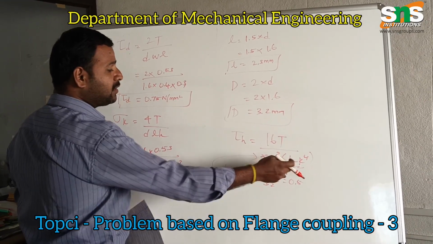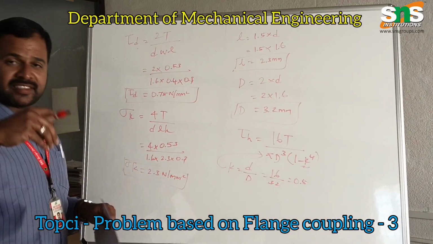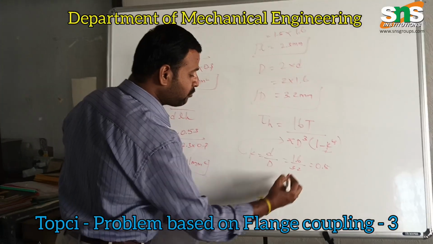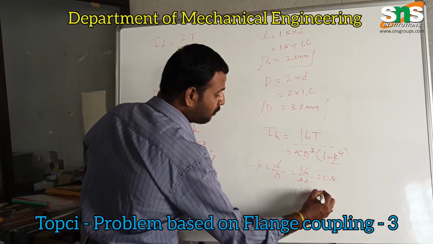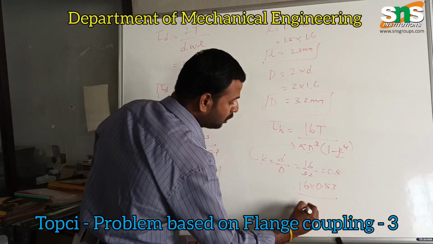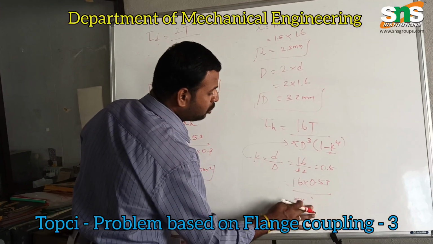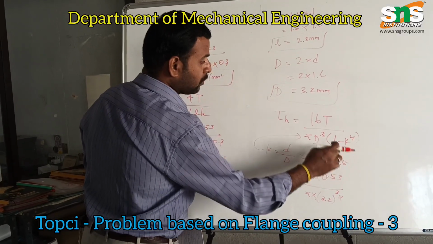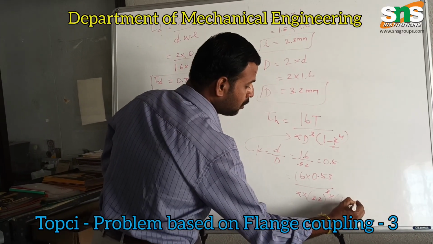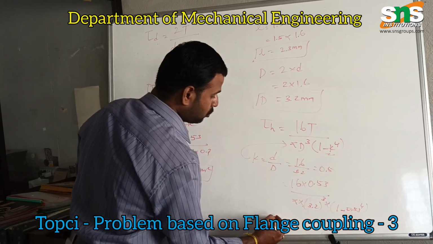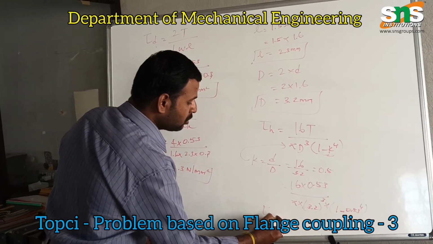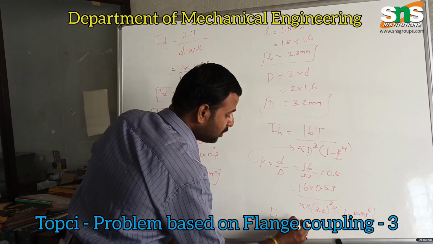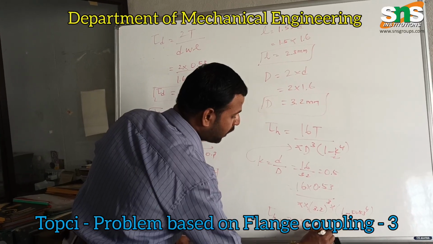Applying the above formula, how much stress can act on the particular hub can be easily evaluated. So I am just putting in the values in the above formula: 16 into the torque value and pi into the D value, which is 3.2 to the power 3, into 1 minus 0.5 to the power 4. So summarizing all the values, the stress acting on the particular hub is equal to 0.095 Newton per mm square.